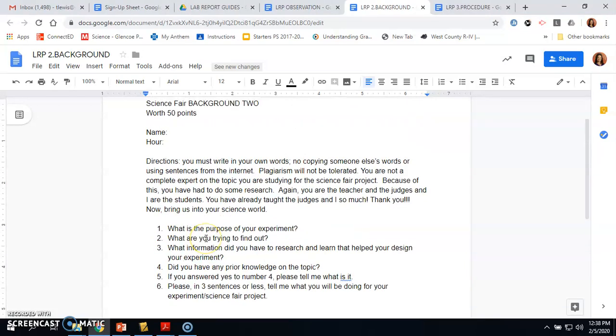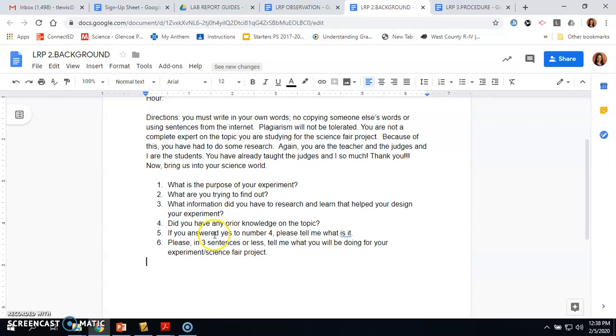Okay, so background, you have an entire section that you have to write for your background report. Your report consists of 2 paragraphs. The first one comes from background 1, and for the second paragraph, you will use these questions to form it. It'll go something like this. The purpose for my experiment was, and then you'll answer that. I was trying to discover, or some of you might put prove, etc.